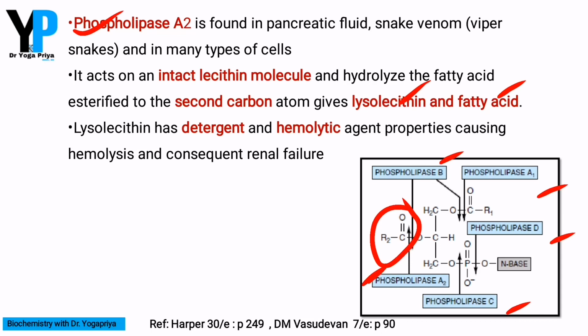The formed lysolecithin has two important features. One is that they act as a detergent and also as a hemolytic agent. Because of the hemolytic property, they mainly cause hemolysis and also the consequent renal failure. So let's see the other options.